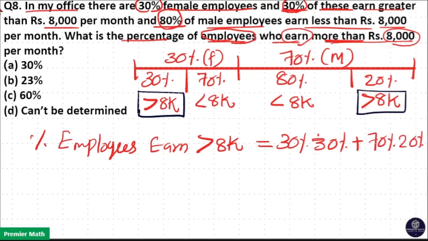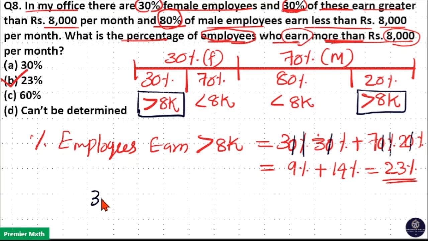Now you can see percentage and double zero get cancelled. So remaining is 3 into 3 into percentage, that is 9%, plus 7 into 2 into percentage, that is 14%, which is equal to 23%. So option B is your answer.